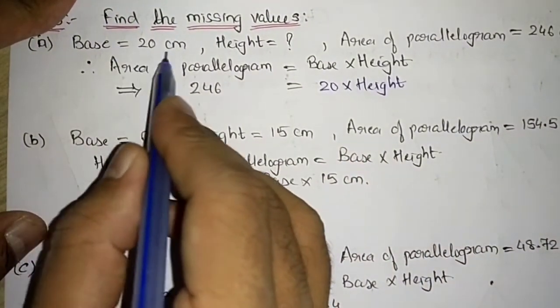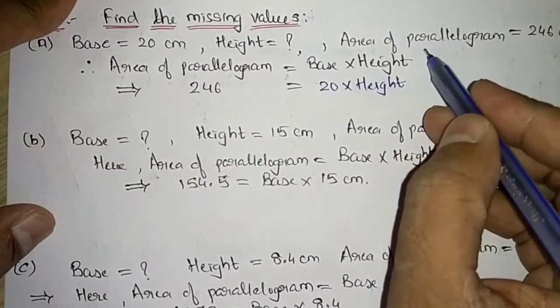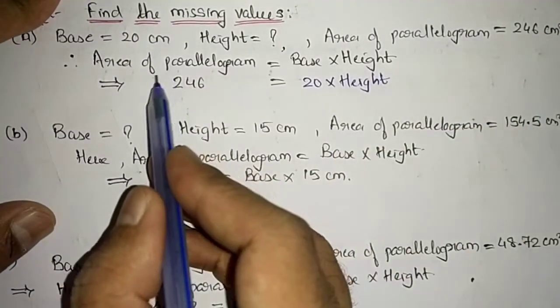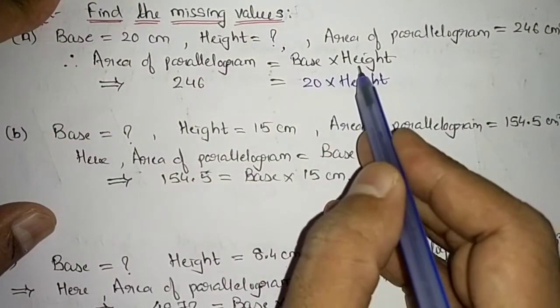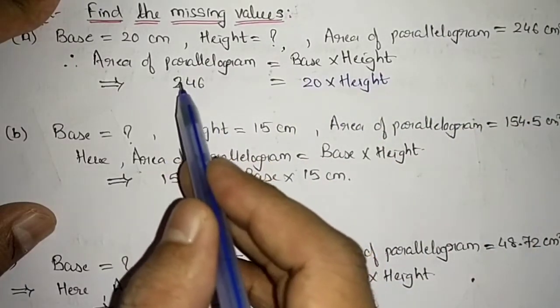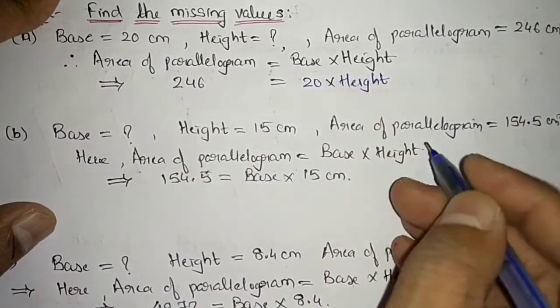Base they have given us 20, height they have not given us, we are supposed to find, and area of parallelogram they have given us. We know the area of parallelogram is base into height. We will put all the values which they have given. Area of parallelogram is 246, base is 20, and height we are supposed to find.